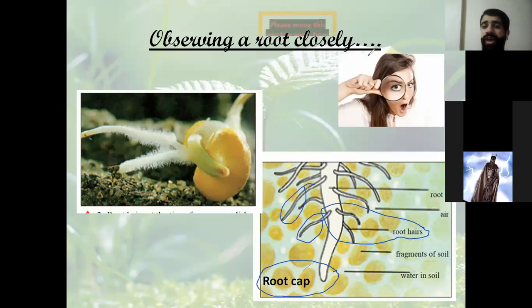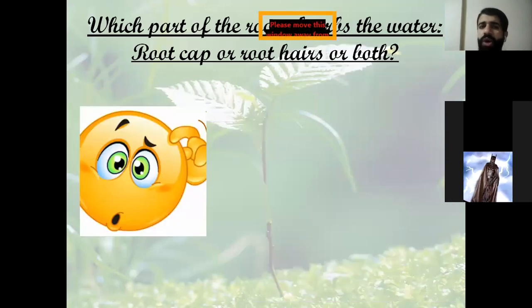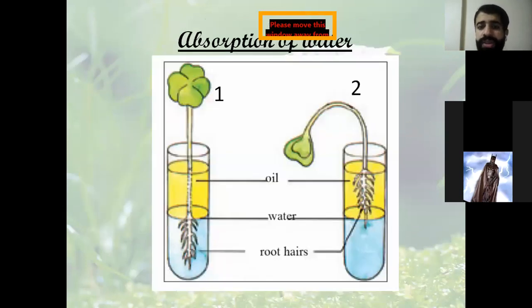On the outside of the root, we have these structures. They are the parts of the root. So let's see which part of the root, the root cap or the root hairs, or both of them, absorb the water. In this experiment, we have two plants, plant 1 and plant 2. In plant 1, we have water and oil, as well as in plant 2 or tube 2. In plant 1, what did you see here?